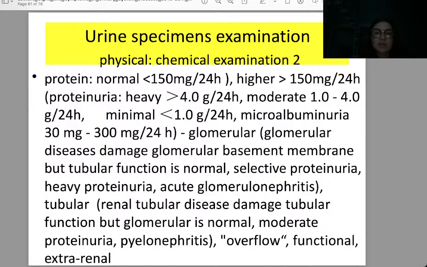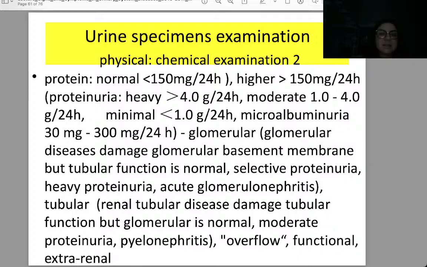Chemical examination of urine includes testing for proteins, and normally it's less than 150 milligrams per 24 hours. Higher than 150 we name proteinuria. Proteinuria, you remember I showed you this classification: heavy more than 4, moderate from 1 to 4, and minimal less than 1 gram per 24 hours. And it can be microalbuminuria from 30 to 300 milligrams per day.